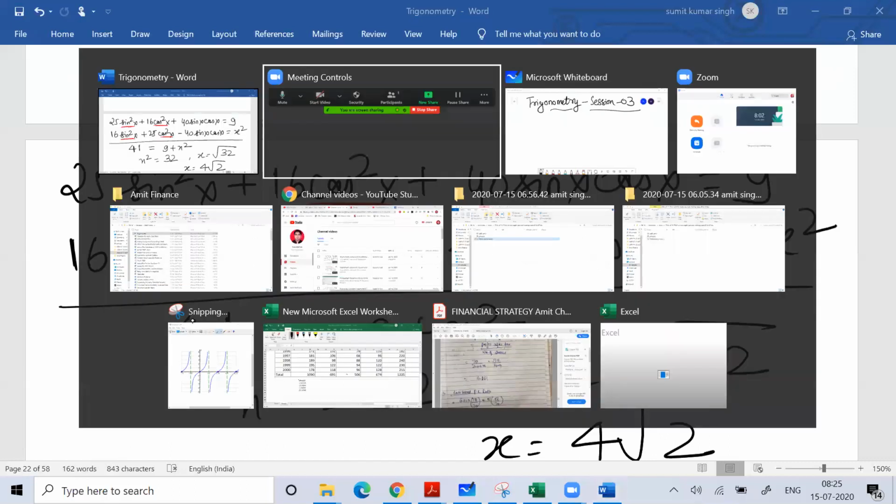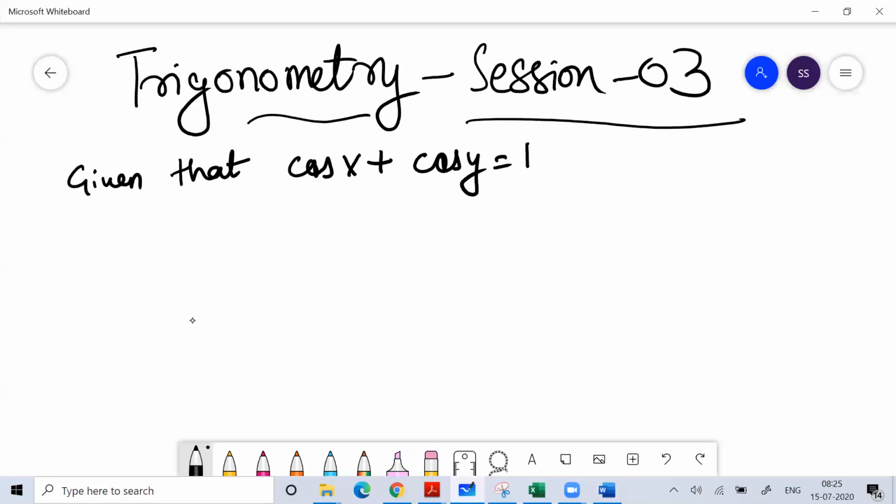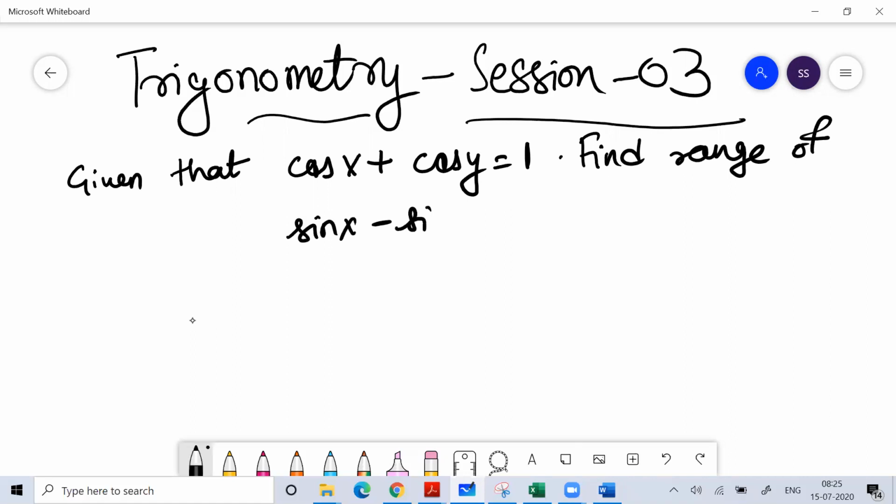I hope you are understanding all this. So based on this, let's do one problem. Given that cos x plus cos y is equal to 1, you have to find the range of sin x minus sin y.